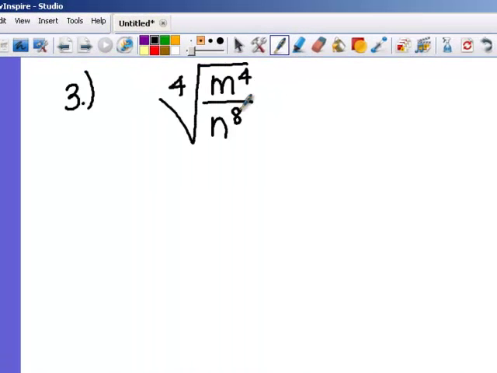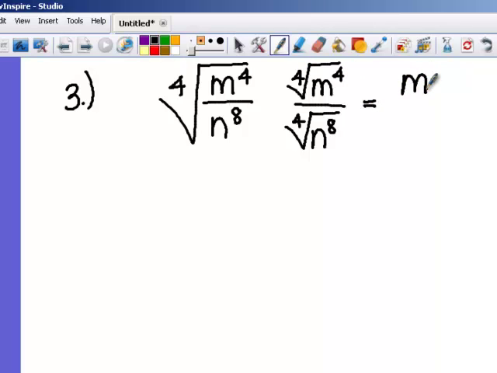Okay, now we have two variables here, and we're taking the 4th root of each one. Remember, you can divide this up into two separate problems. And you want to check to see if you can divide this number here by the root, and in this case you can. 4 divided by 4 is 1, and then 8 divided by 4 is 2, so you would have n squared on bottom.